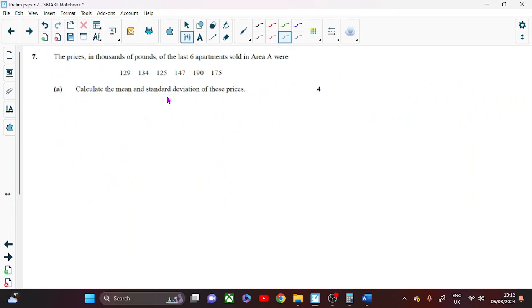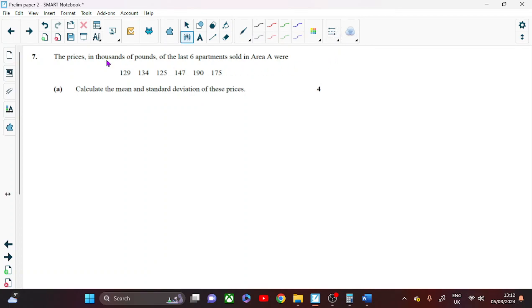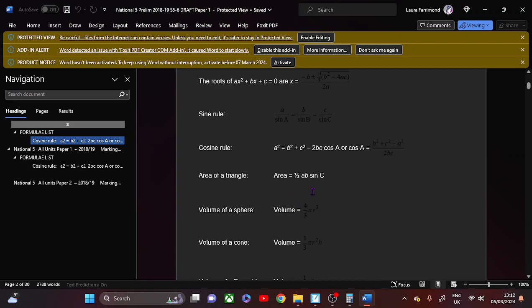Right, calculate the mean and standard deviation of these prices. We've got prices in thousands of pounds. So 129,000, 134,000 and so on. Calculate the mean and standard deviation of these prices. Now this is where we need our formula sheet again. It really doesn't like me, this sheet.